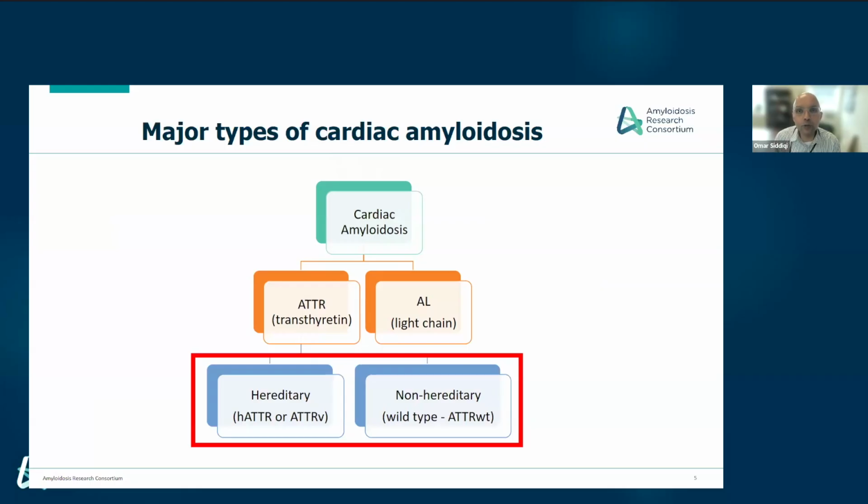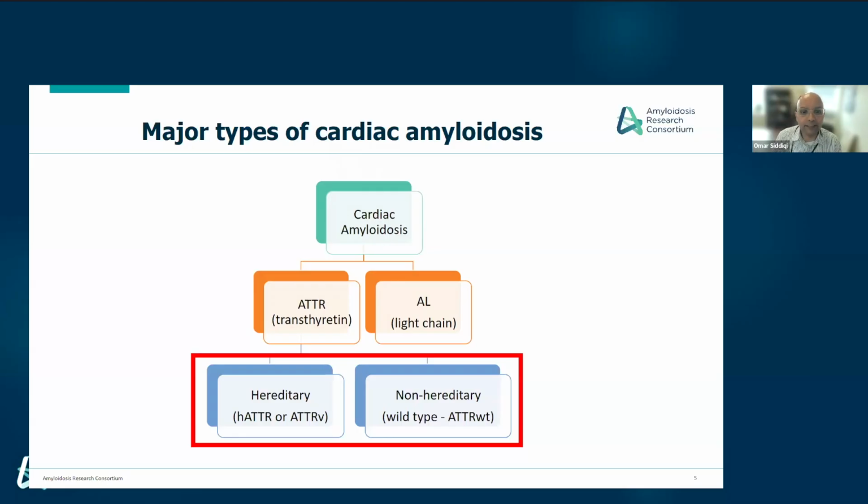There are two major types of cardiac amyloidosis based on the precursor protein that leads to this process. I said there were 35 different precursor proteins, and a lot of them can cause cardiac amyloidosis, but there are two major proteins. One is a disease called ATTR or transthyretin amyloidosis, and the other, also very important form, is AL or light chain amyloidosis.